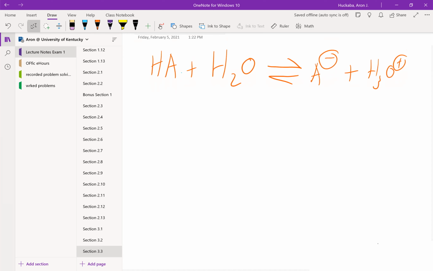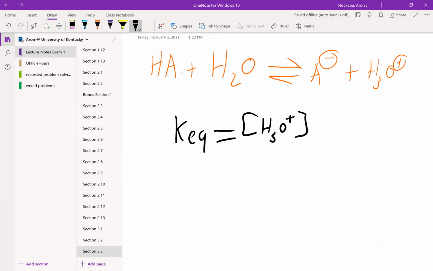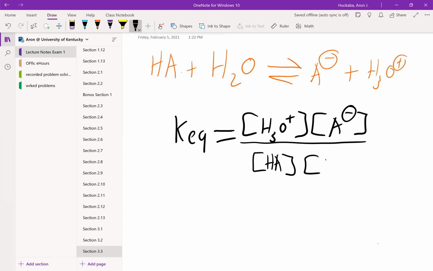Also, we can measure the amount of A minus and H3O plus that are generated here using the equilibrium constant equation, or the KEQ equation, which is shown here. The equilibrium constant K is equal to the concentration of H3O plus times the concentration of A minus over the concentration of HA that is left plus the concentration of H2O.